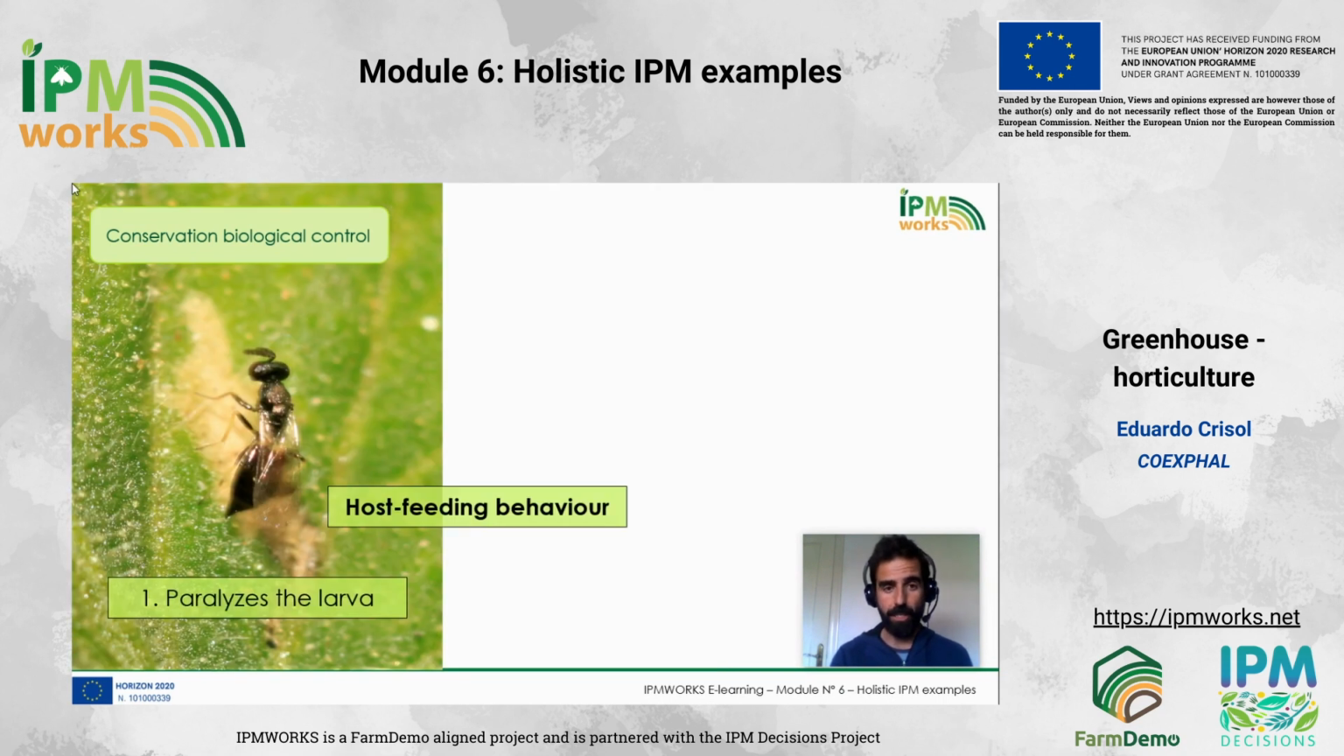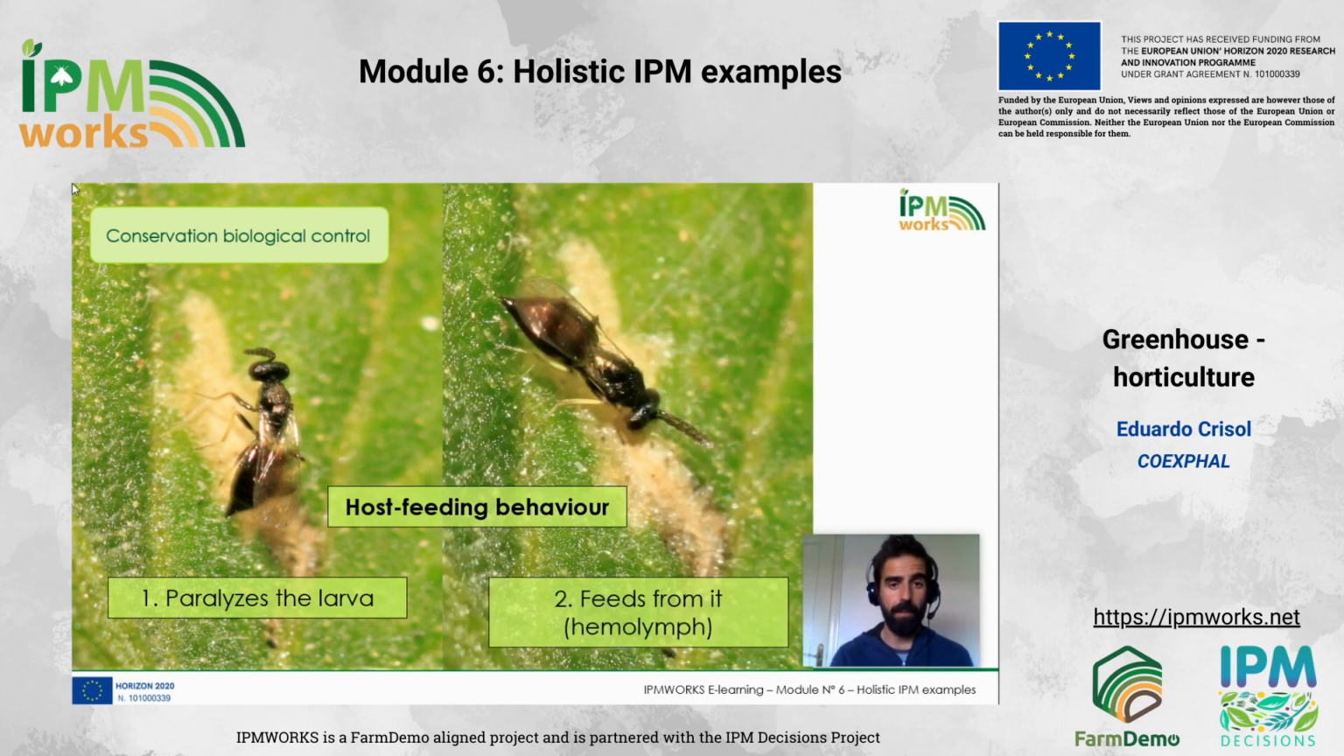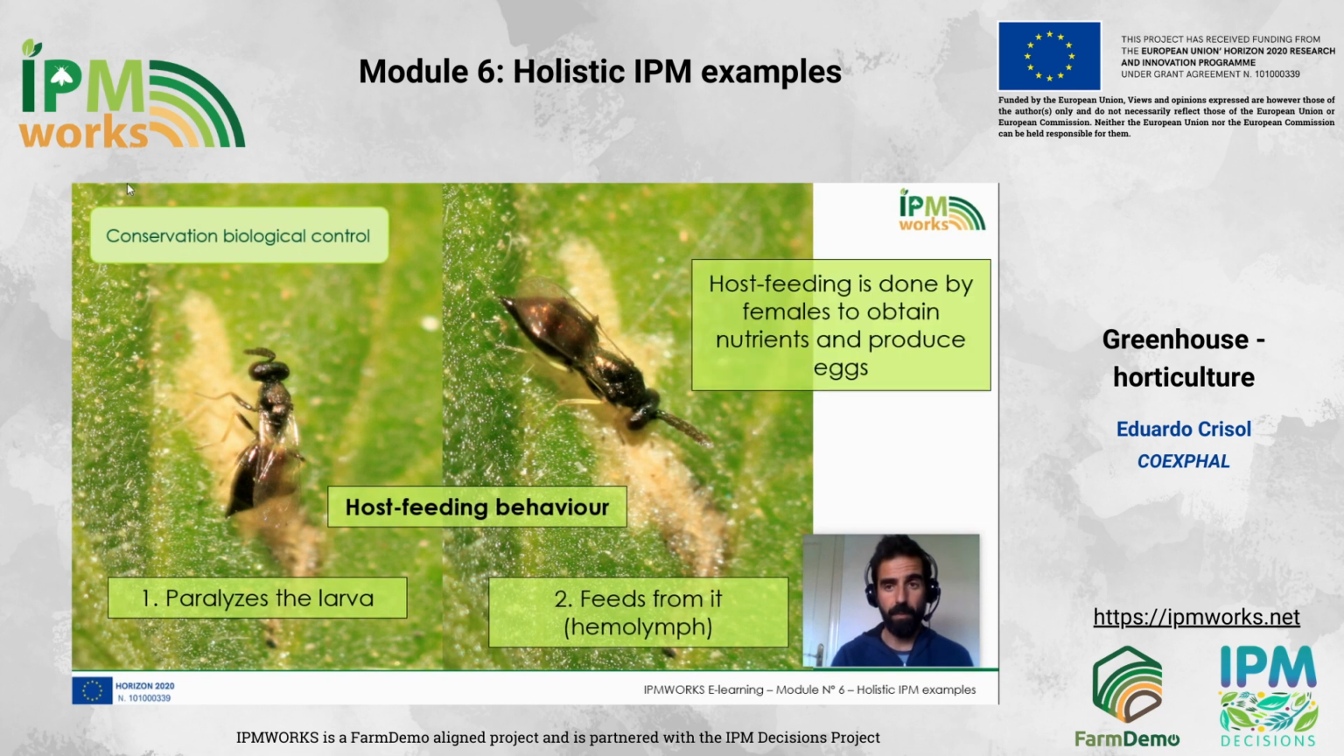Occasionally, there is a change in the behavior of this wasp. The female will start by paralyzing the larvae, but instead of laying an egg next to the larva, it will turn around and start feeding from the larva. So it will be feeding from the hemolymph. This way, the females are obtaining nutrients that they require, particularly to produce eggs.